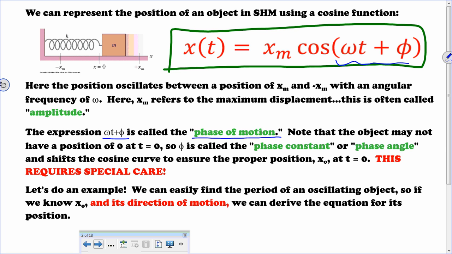Just knowing, and it says it down here, we're going to do an example. We can easily find the period of an oscillating object. So if we know x0, in other words, if we know the starting position and the direction of motion at that time, then we can derive the equation for position. Good? All right, so we're going to do an actual example, and I'm excited to see if this works.